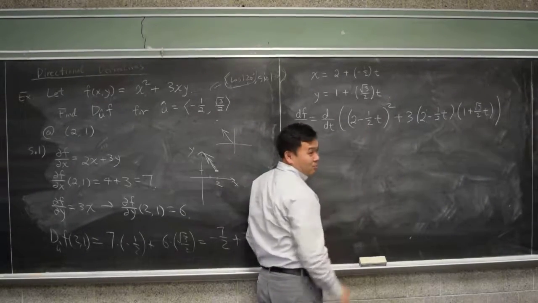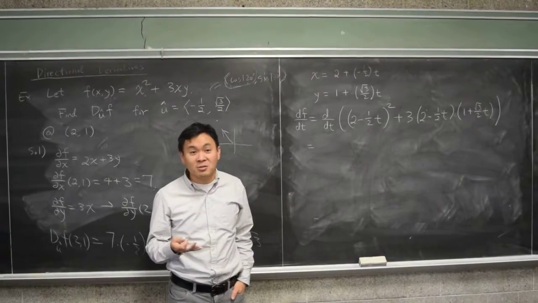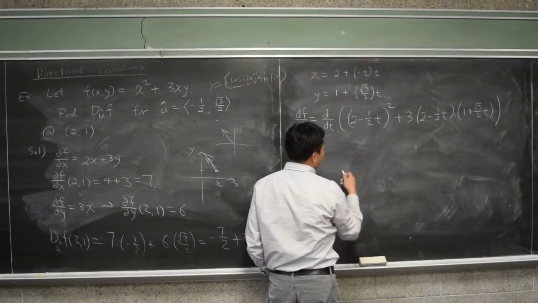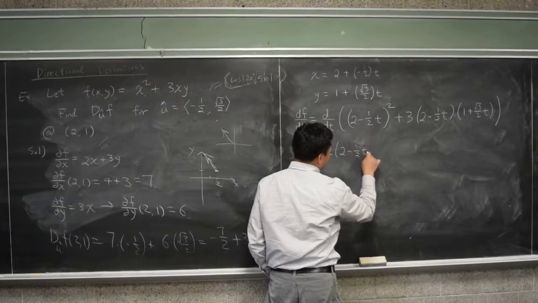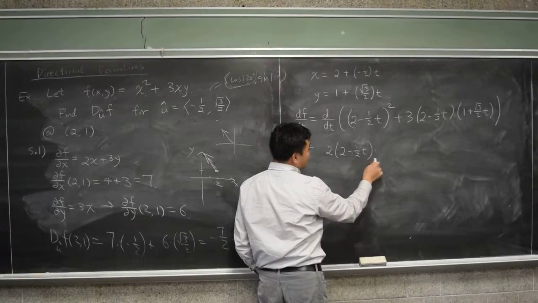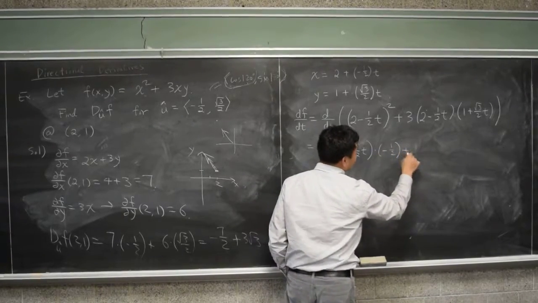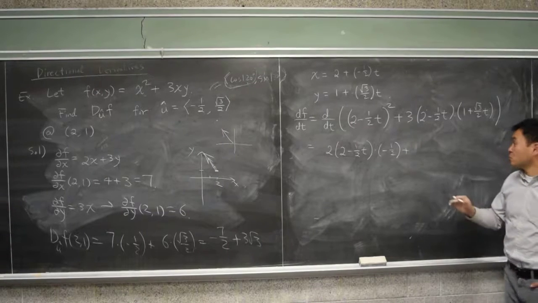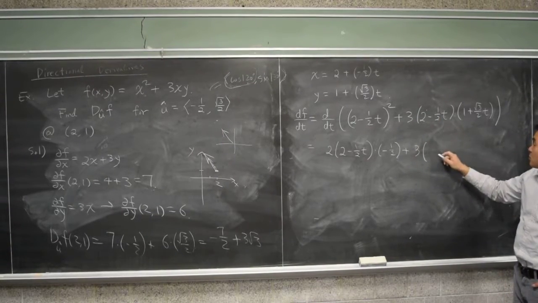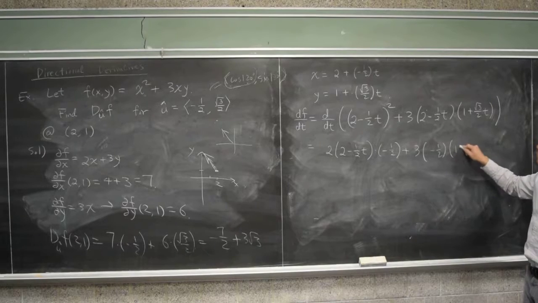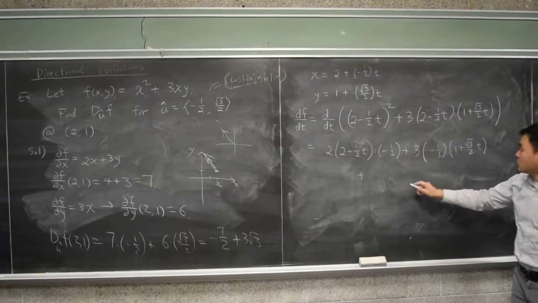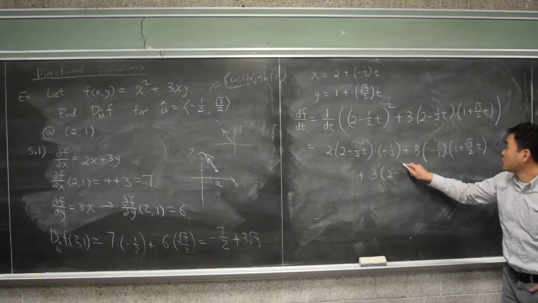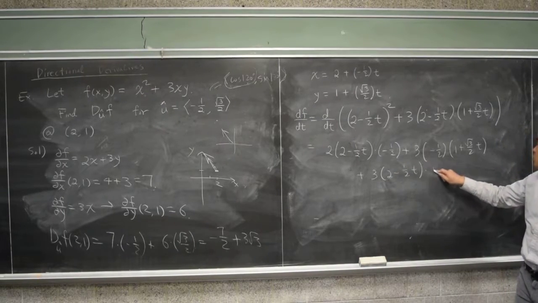We can actually differentiate this just using calculus 1 knowledge, right? This you need to use the chain rule: 2 times (2 minus 1/2 t) times the derivative of the inside function, which is negative 1/2, right? This one you need to use the product rule, which is 3 times, if I differentiate, this is negative 1/2, times (1 plus radical 3 over 2 t). And then plus, now I have to differentiate the second one, which is 3 times (2 minus 1/2 t) times radical 3 over 2. Okay.